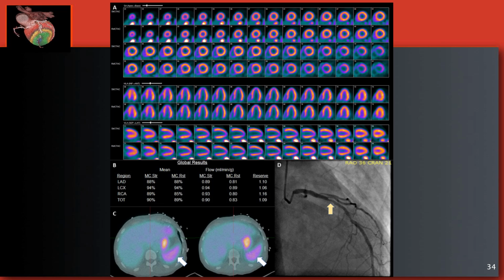If you look at A right here at the top of the image and you see the perfusion images, it looks like fairly normal perfusion. There's some apical thinning, but other than that, it looks like a fairly normal study. And then you go to the reserve numbers. The total reserve is 1.09. And globally, it looks like it's decreased. And then evaluation of the spleen, it looks like they did not respond.